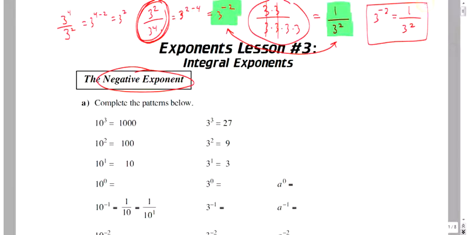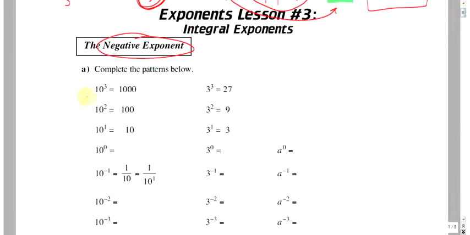So that's a little law. It's a little rule we're going to have down here in a sec. But I just wanted to tell you that so far you haven't seen a negative exponent. This, we already kind of saw a pattern thing. Let's look at it again.